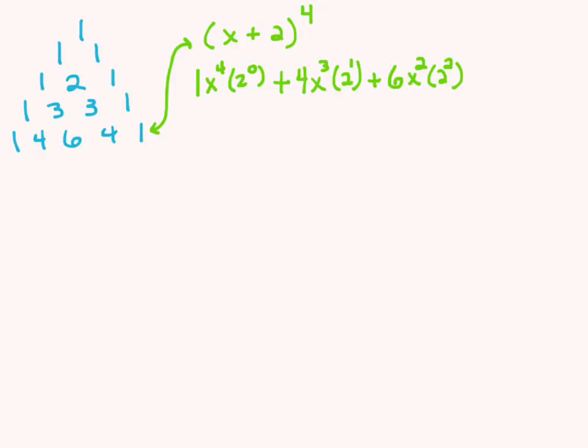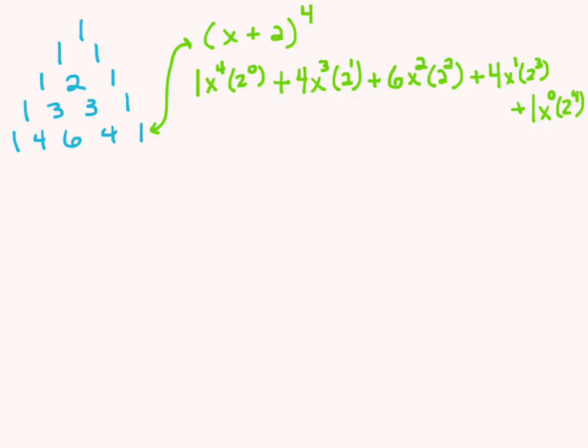That's a lot of 2's. Plus, the next term is a 4, x, the degree on x goes down to 1, the degree on 2 goes up to 3, and then finally our last term, plus 1, x to the 0, 2 to the 4th.